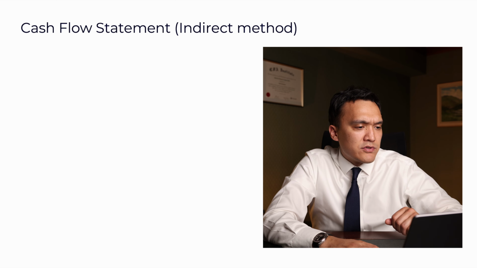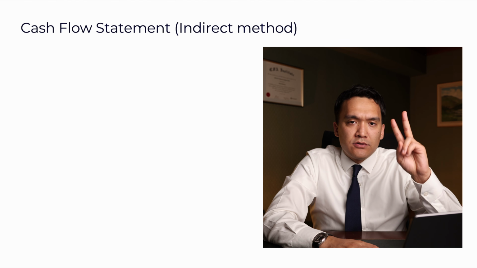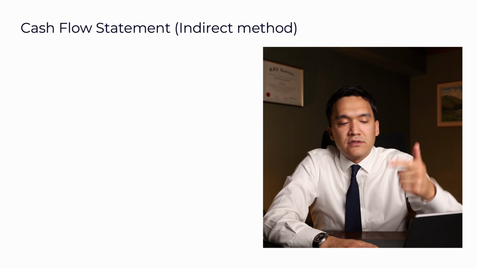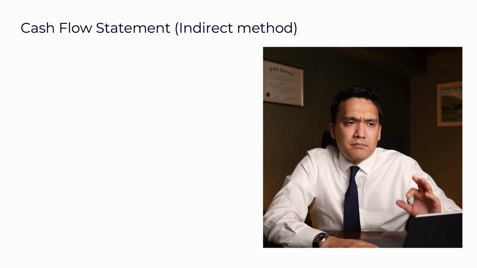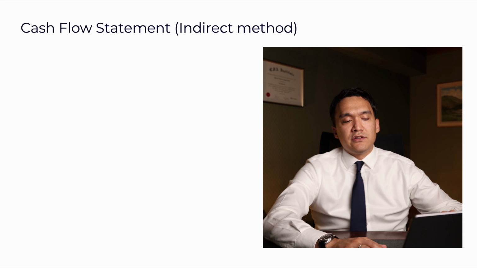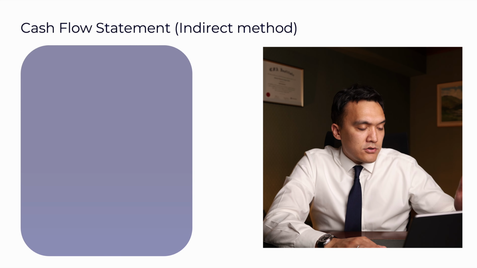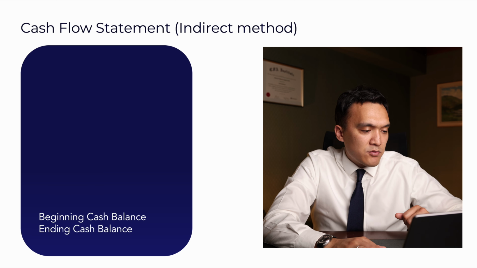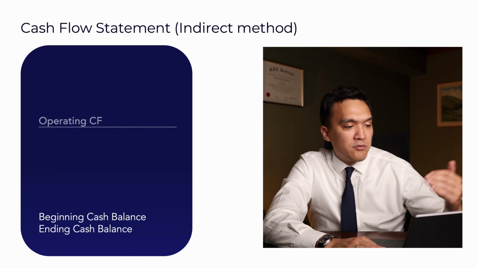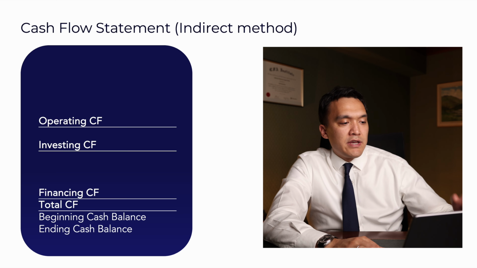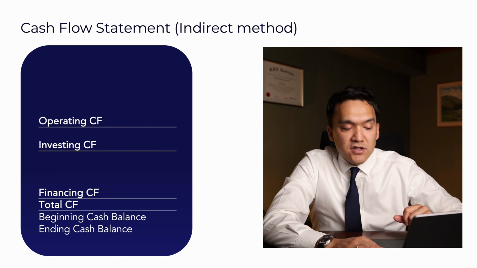Let's see how cash flow statement is constructed. There are two main methods to construct cash flow statement, direct and indirect. In more than 90% of cases I see indirect method, so in this video we will cover only indirect method. So we have beginning cash balance and we have ending cash balance, and this statement will show us how we got from beginning to the ending cash balance. We have operating, investing and financing cash flows, and if we add operating, investing and financing cash flow, we get total cash flow.